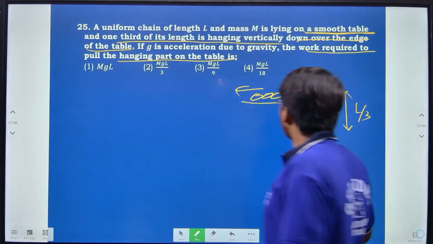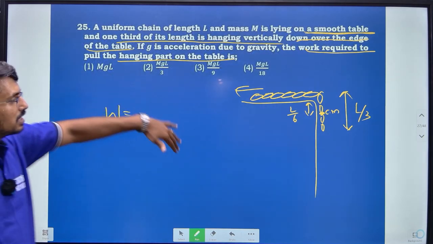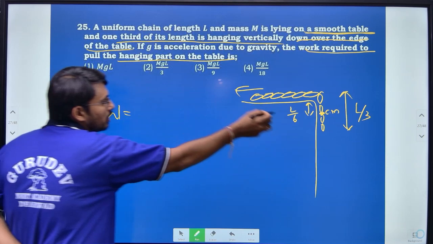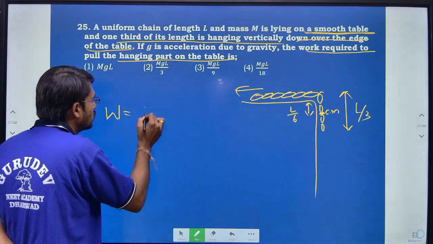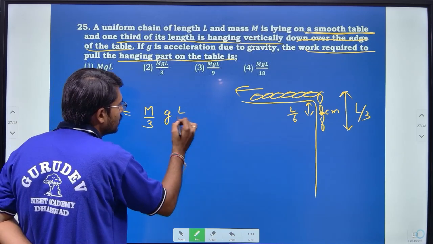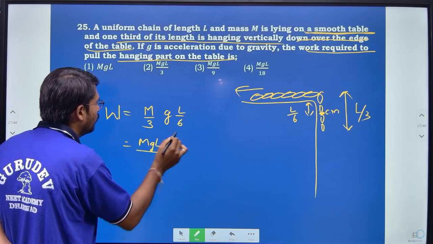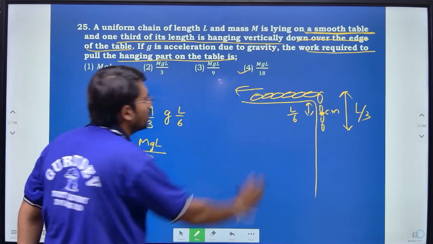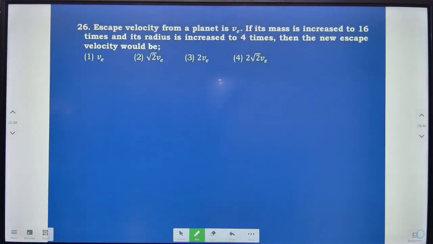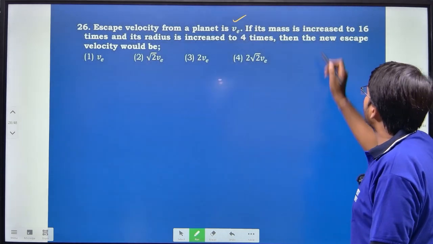And what is the work done here? Work done equals what? Because we are pulling this against the gravitational force, we can take this as mgh. What is m? The mass of that particular hanging part of the chain, so we can take it as m by 3. m, g, h. What is h? h is L by 6. So therefore what can we write? That is mgL divided by 18, which will be the work done to bring it onto the table.